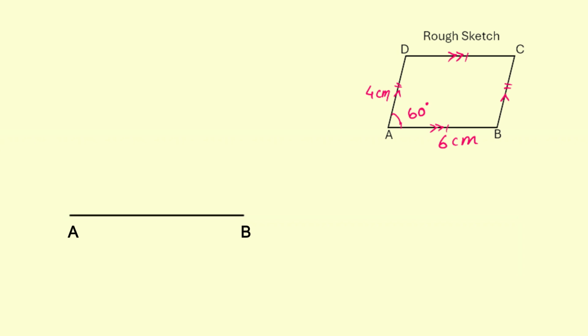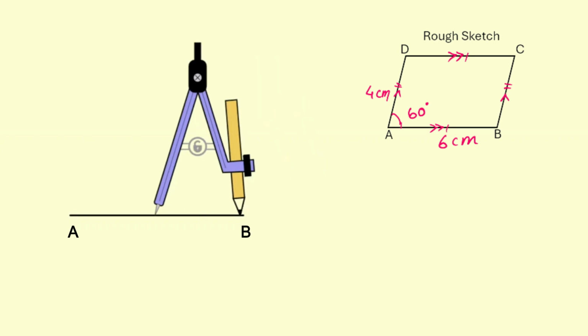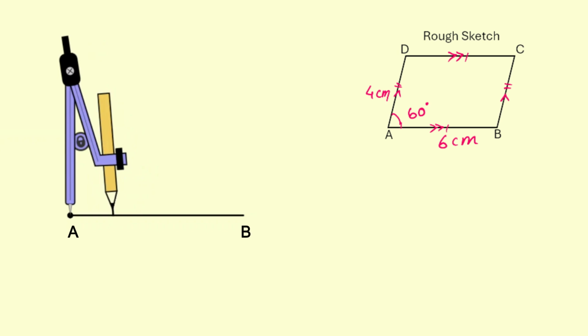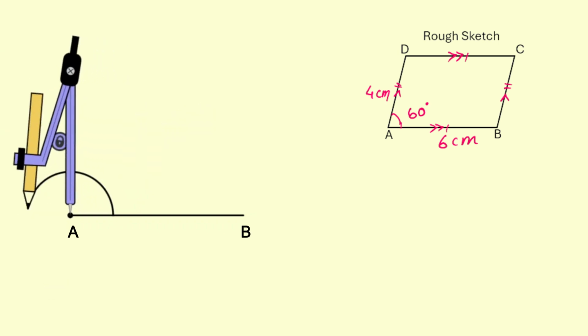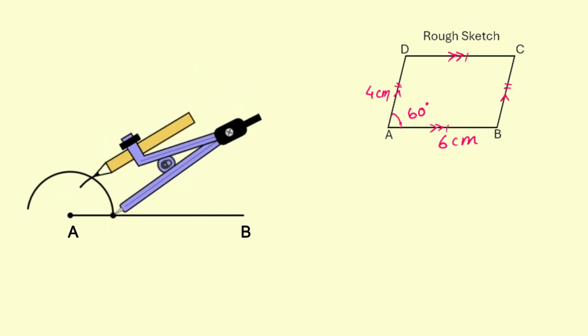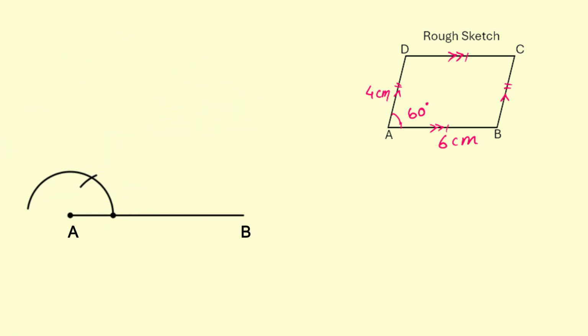Now, since we are given 60 degree at point A, I'll make 60 degree at point A using my compass. I'll put my compass at point A, make an arc, put my compass again at this point and cut this arc, which becomes 60 degree. Let's make a line segment passing through this point.